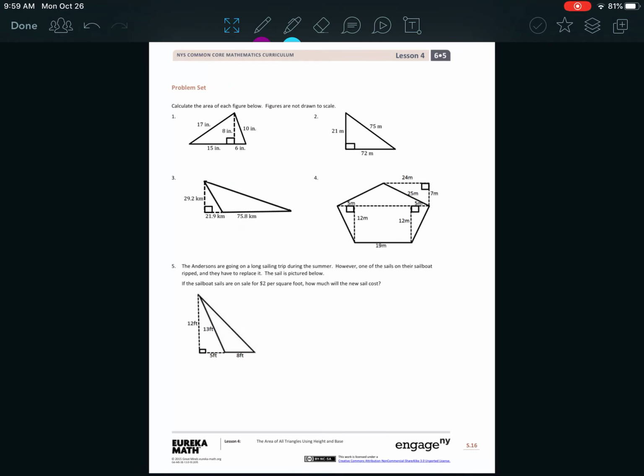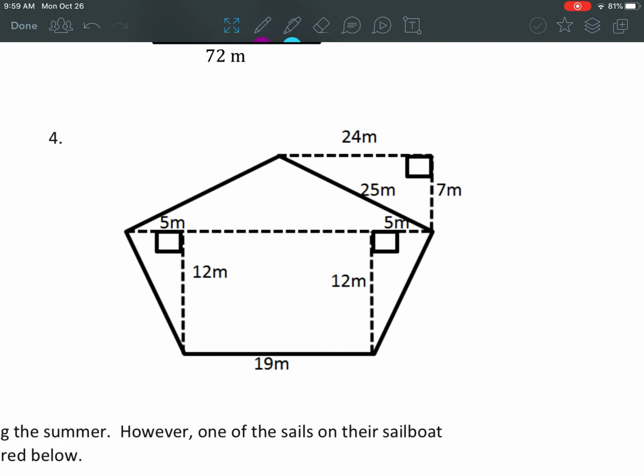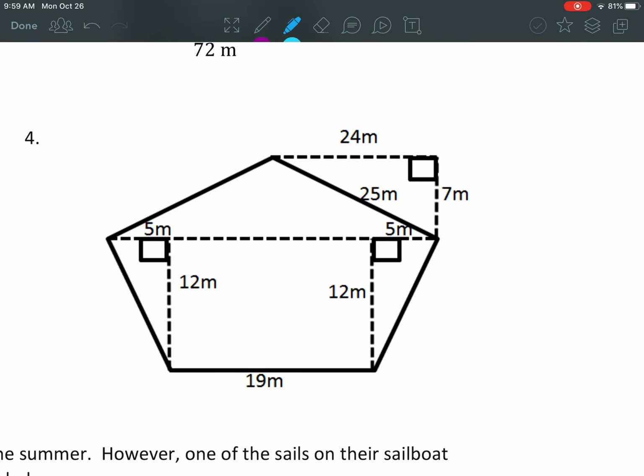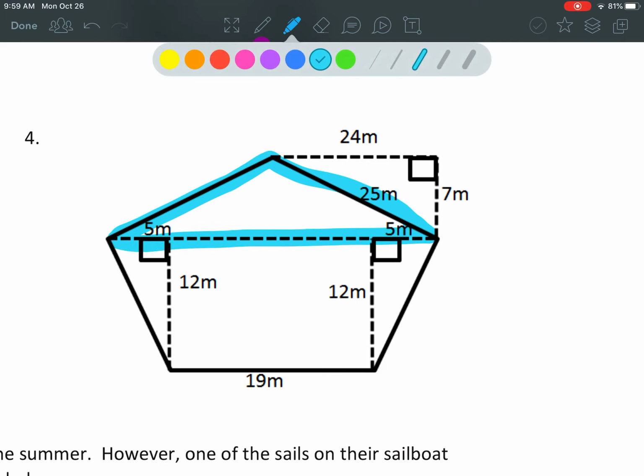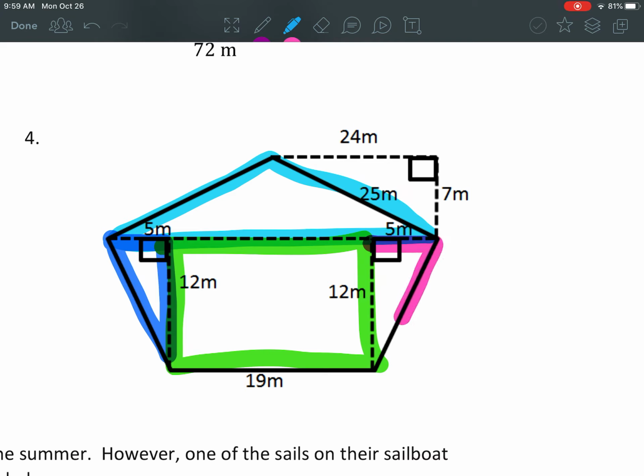Okay, so now the problem set is yours. Number 4, you have 4 shapes in this. Okay, this right here is just extra information. That's not a part of the shape. Good luck.